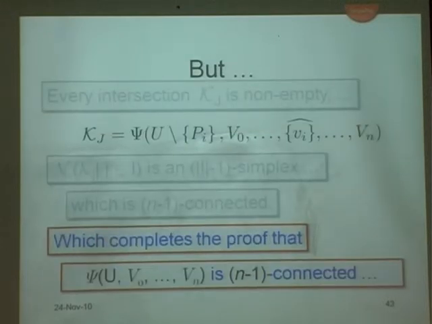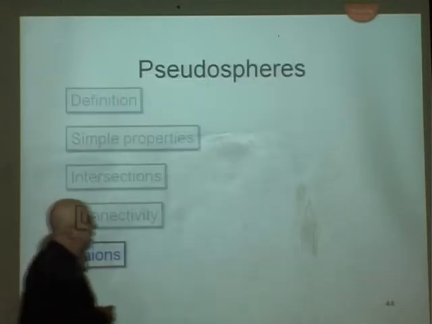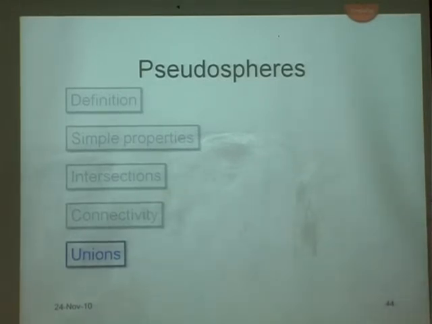So if we put that together, that gives us a proof that any pseudosphere is n-1 connected where U has n+1 elements. So turning something into a pseudosphere makes it highly connected. Next thing is something that we didn't do explicitly last time, but I realized that if you explain it this way, then it's much easier to understand what's going on.